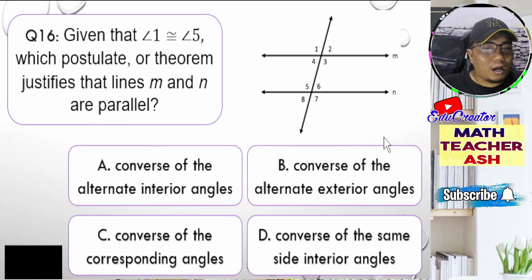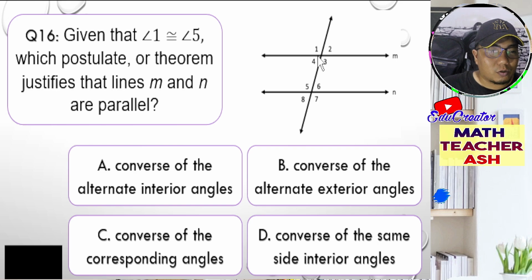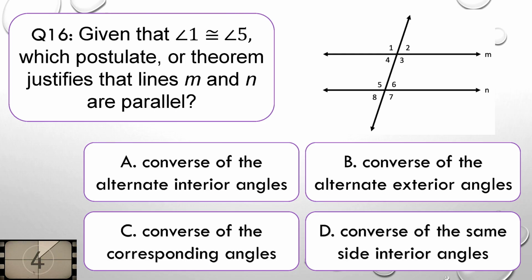Given angle 1 is congruent to angle 5. Which postulate or theorem justifies that lines M and N are parallel? A, converse of the alternate interior angles. B, converse of the alternate exterior angles. C, converse of the corresponding angles. Or D, converse of the same side interior angles. I will give you 5 seconds to think about your answer.